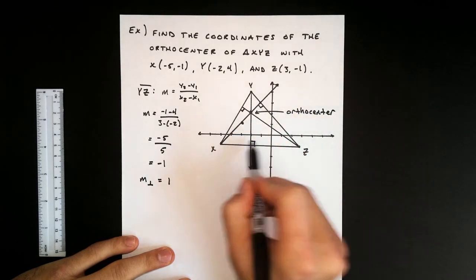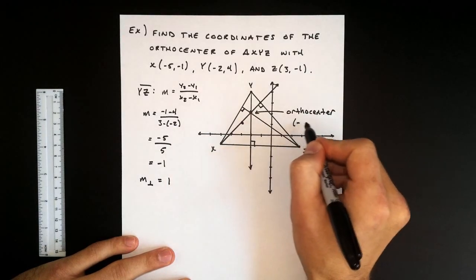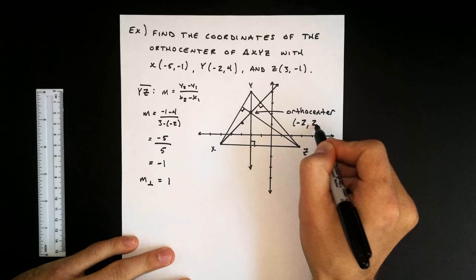And that looks like we have coordinates of negative 2 and up 2. So our orthocenter is the point negative 2, 2.